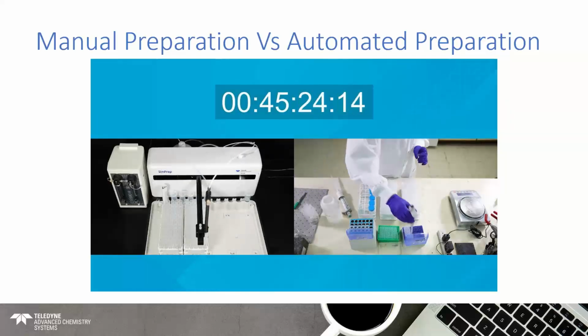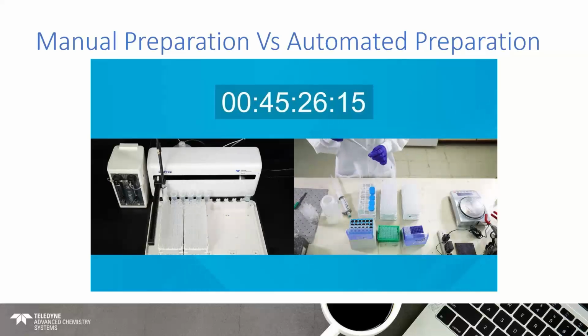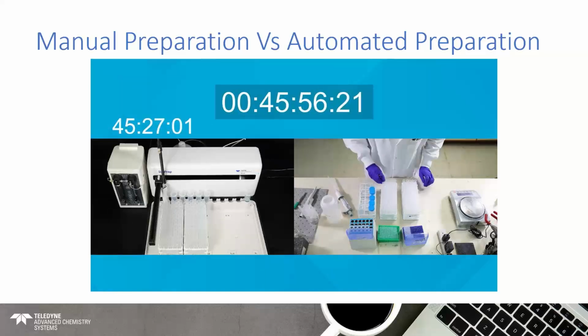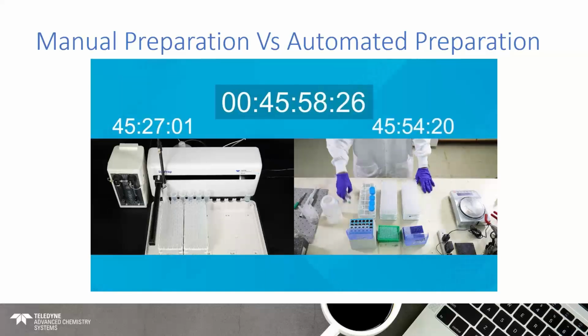Now, I've tried to make this as fair as possible, so there's no uncapping or anything like that in this case. It's all like for like. The point I'd like to make is that it takes a similar amount of time between the two, but if you're preparing that one rack of samples and a couple of standards, that's 45 minutes of laboratory staff time to prepare samples. Now, that's just one rack and some standards.